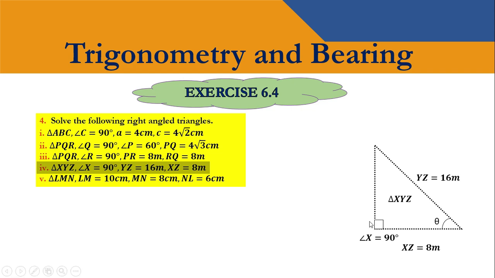Here you can see the 90 degrees is at X, and this side belongs to XZ, but this side belongs to YZ and is not connected with the 90 degree angle. So it means that this side should be the largest side of the triangle, which is opposite the 90 degrees, and it is the hypotenuse. We need to calculate the base angle, the third angle of this triangle, and the side which is the perpendicular.